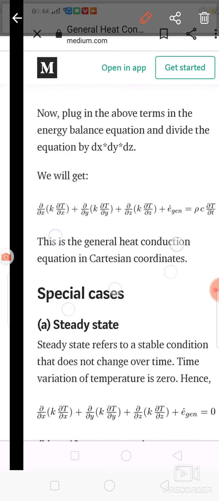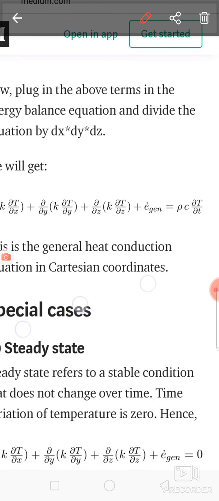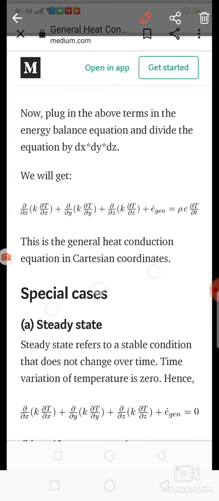So anything with respect to time is equal to 0. In this equation, which term is with respect to time? That is ∂T/∂t. So for the steady state, this term becomes 0. So what is the remaining equation?